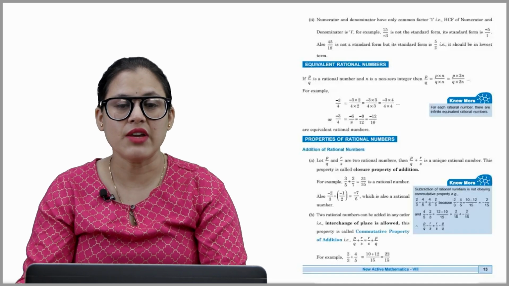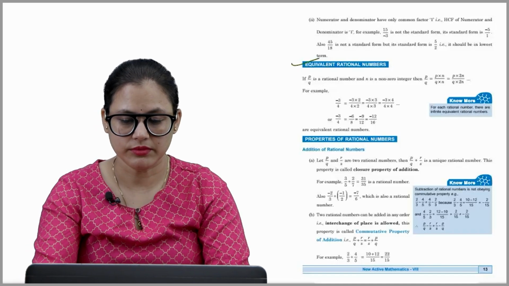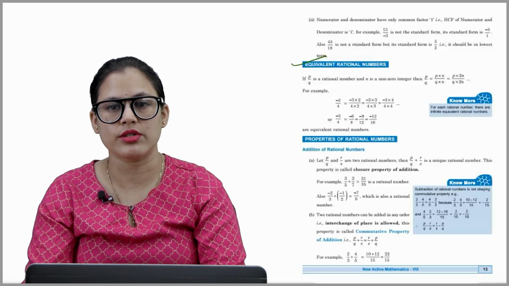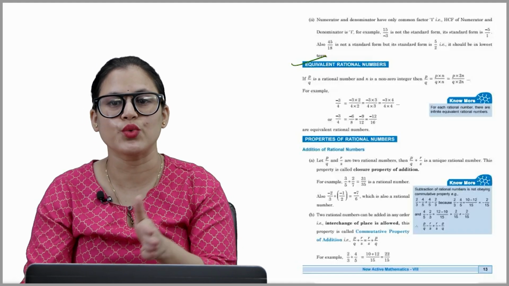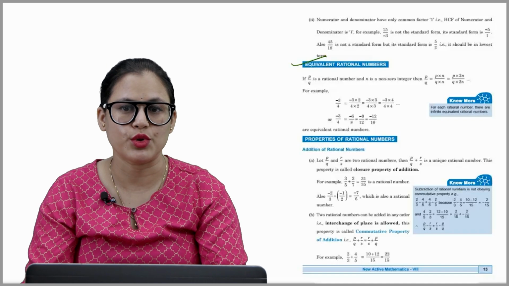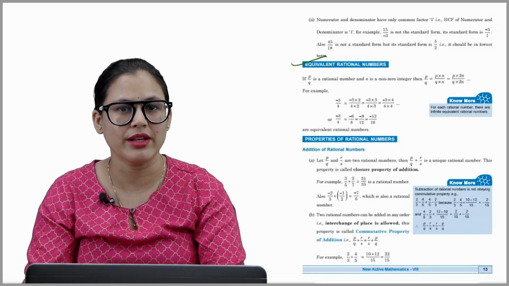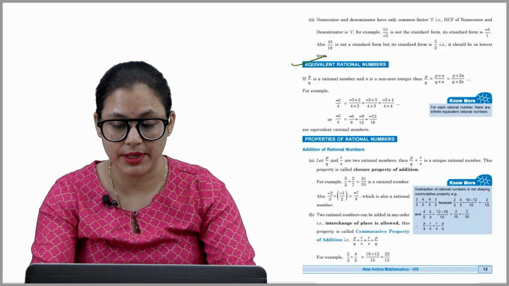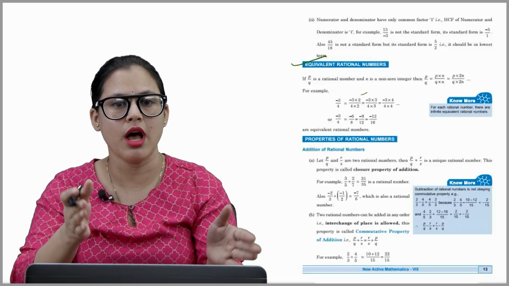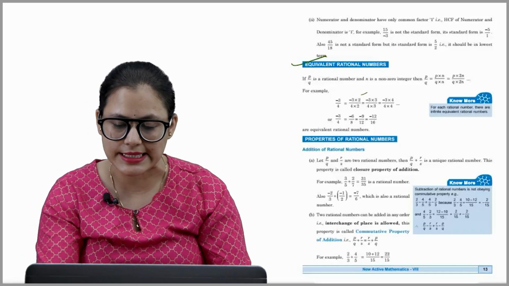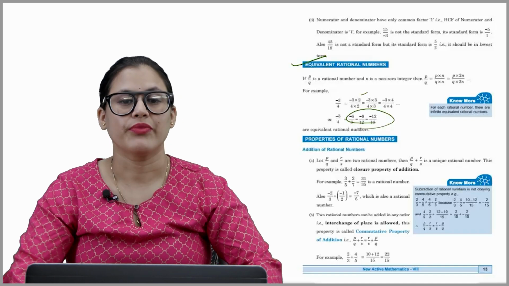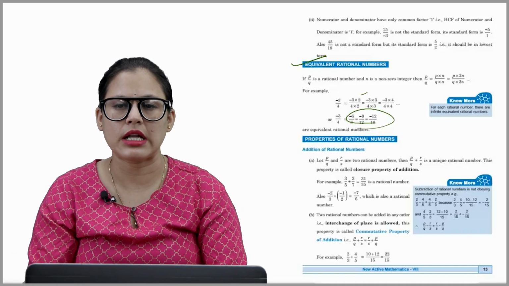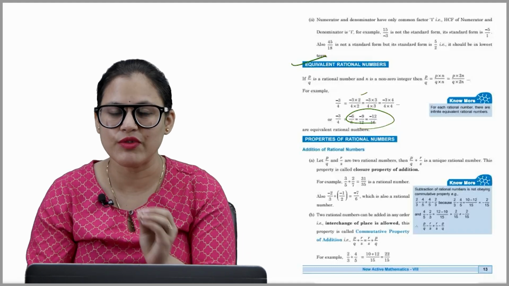Next, equivalent rational numbers. If p by q is a rational number and n is a non-zero integer, then p by q is equal to p into n upon q into n, is equal to p into 2n upon q into 2n, and so on. For example, minus 3 by 4, we will multiply by 2, then 3, then 4 and so on. So all these are equivalent rational numbers. For each rational number, there are infinite equivalent rational numbers.